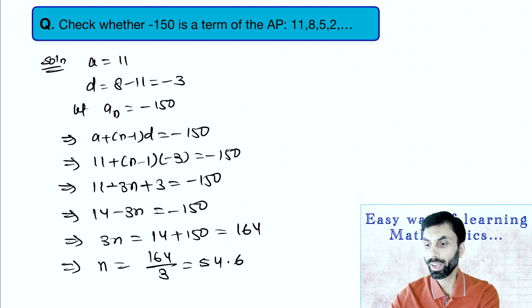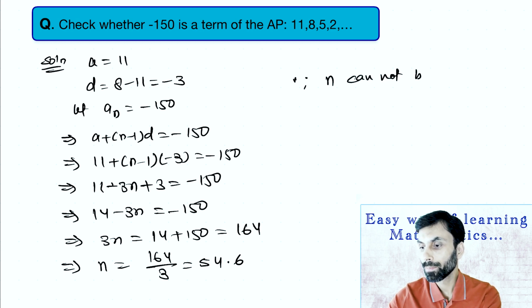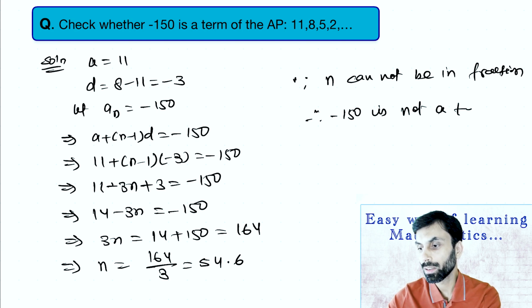So here we can say that since the number of terms cannot be negative or a fraction, n cannot be a fraction, therefore minus 150 is not a term of the given AP.